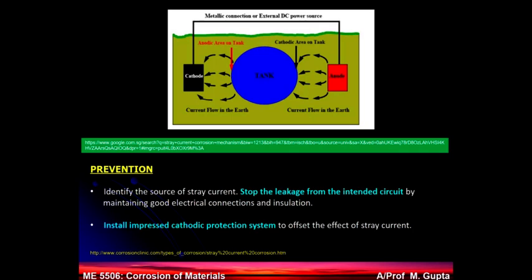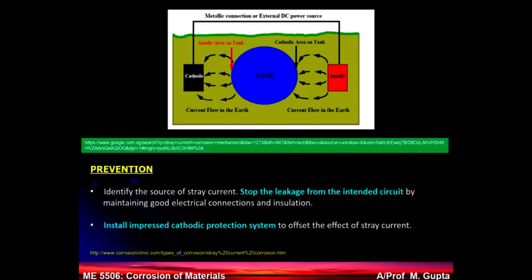Then it leaves this tank from the other side, and wherever it leaves, it becomes an anode. So the corrosion will be on this part, and then again it enters the cathode. So if the currents are leaking and you are not controlling the stray currents, the place where they enter the structure becomes cathodic, the place where they leave the structure becomes anodic, and that anodic part corrodes.